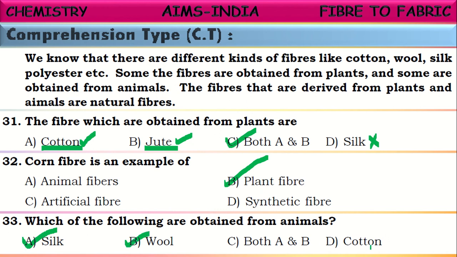What about cotton? Cotton is plant fiber, just now I have seen. It is a cotton fiber. So it won't come under animal fiber. Only these two are. Okay, now the correct answer will be this, not these two answers. These two are animal fibers. So the correct answer is this, both A and B. Okay, next question.